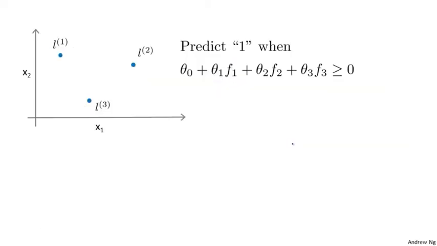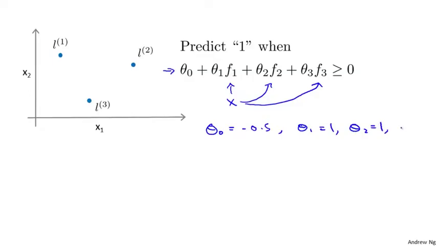So given this definition of the features, let's see what sorts of hypotheses we can learn. Given the training example X, we're going to compute these features F1, F2, F3, and our hypothesis is going to predict 1 when theta 0 plus theta 1 F1 plus theta 2 F2 and so on is greater than or equal to 0. Let's say I've already run a learning algorithm, and somehow I ended up with these parameter values: theta 0 equals minus 0.5, theta 1 equals 1, theta 2 equals 1, and theta 3 equals 0.